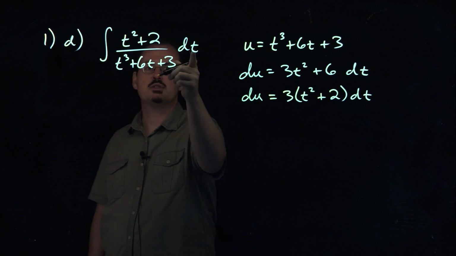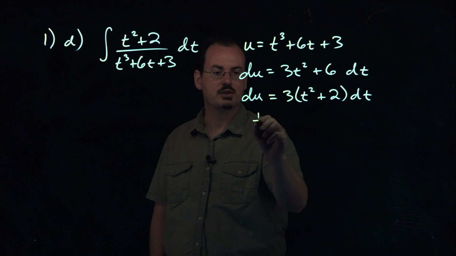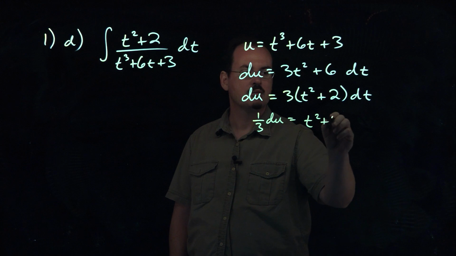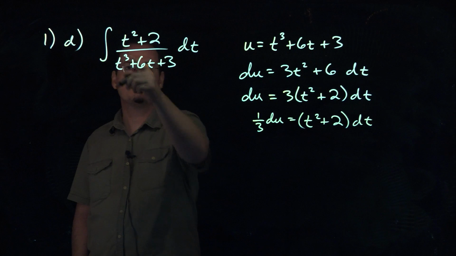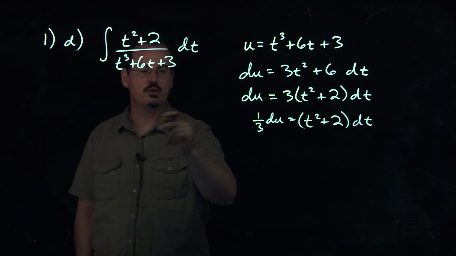Well, there's the t squared plus 2 dt. The 3 is not there, so I'm going to get rid of it by dividing both sides by 3. So 1/3 du is equal to t squared plus 2 dt. So now when I see all of this stuff in the numerator, the t squared plus 2 and the dt, we know that that's going to turn into 1/3 du.